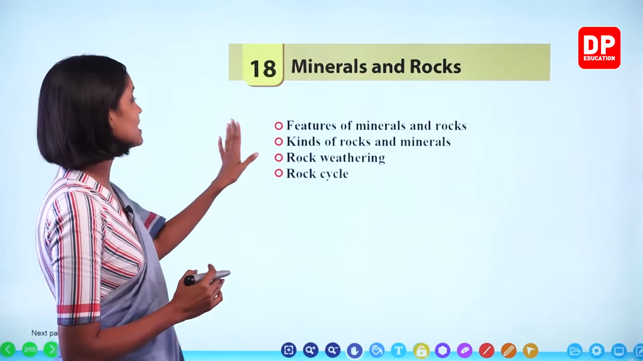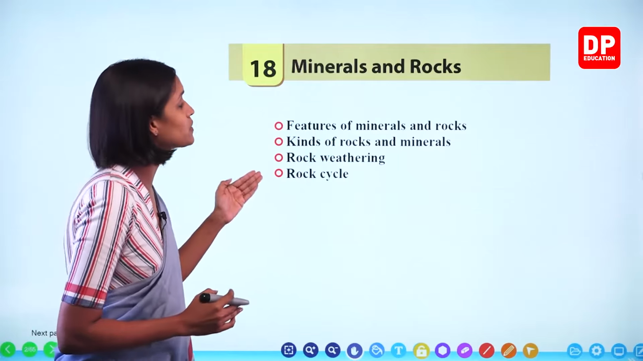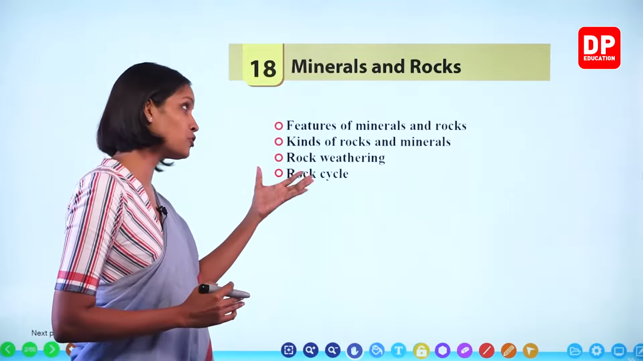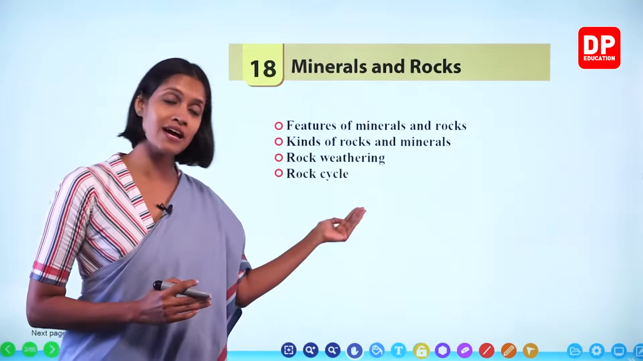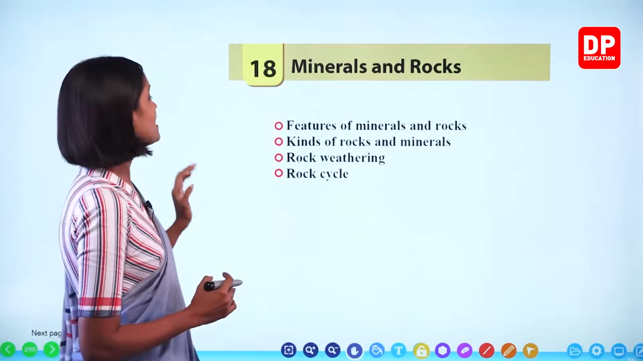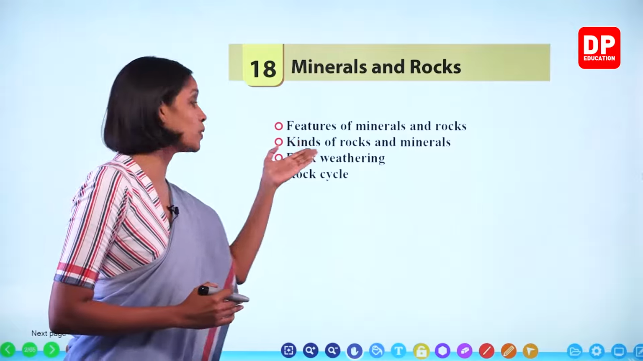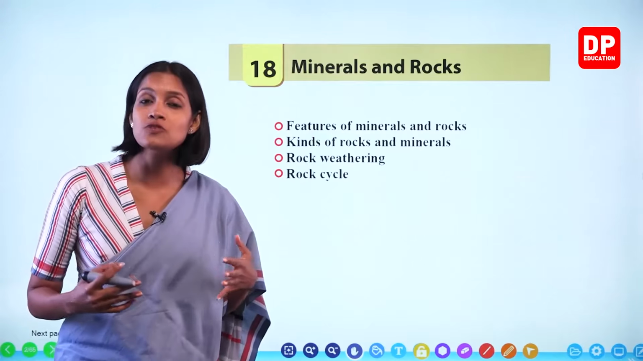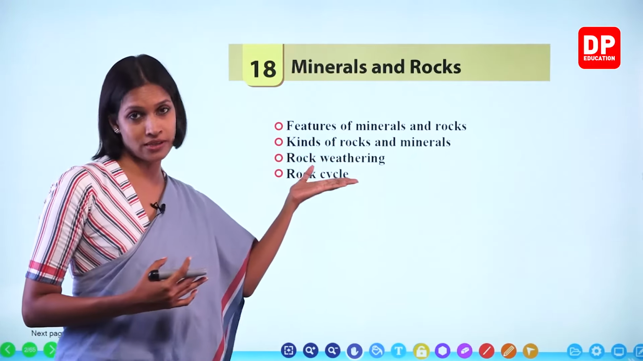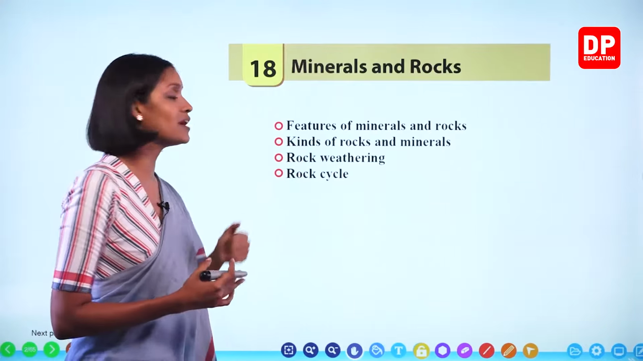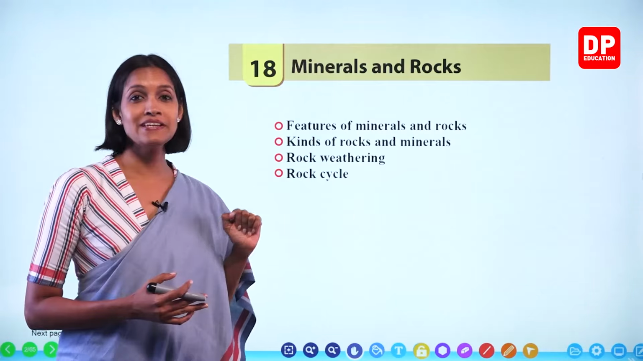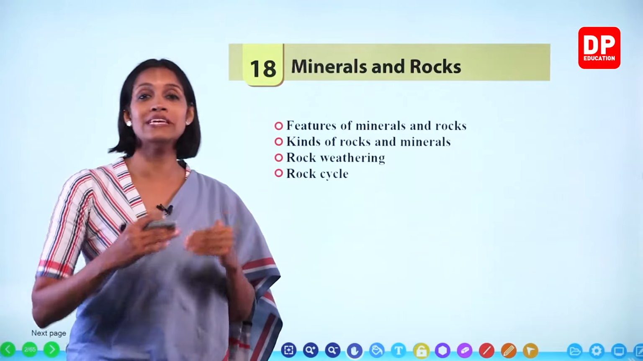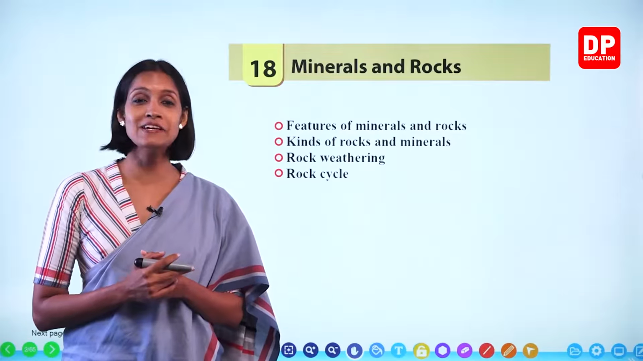And then we are going to learn kinds of rocks and minerals. Under that, we are going to learn that when it comes to rocks, there are 3 different types of rocks and how they formed. And also we are going to learn a lot more examples about minerals, okay? And then we are going to learn about rock weathering. Under that, we are going to learn that soil is formed because of this process called rock weathering. Right, children? And finally, we are going to learn about the rock cycle. We are going to learn that different types of rocks always form from one over the other as a cycle. Okay, children? So we'll start the lesson.